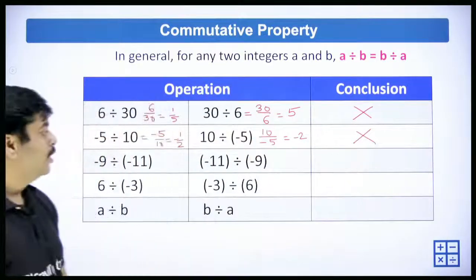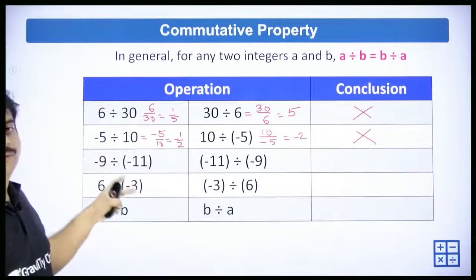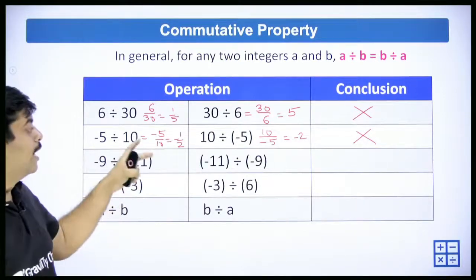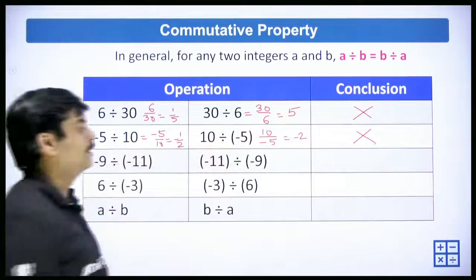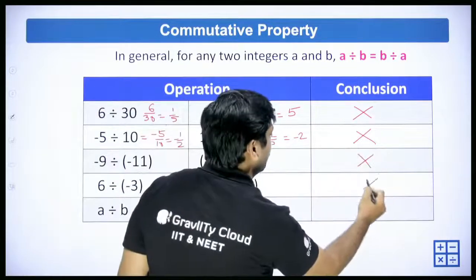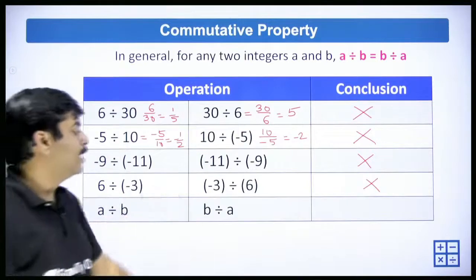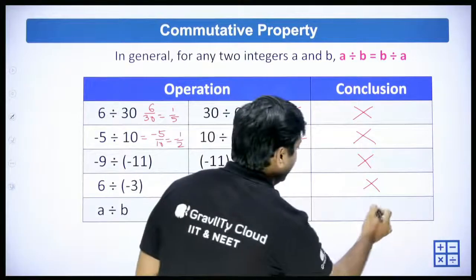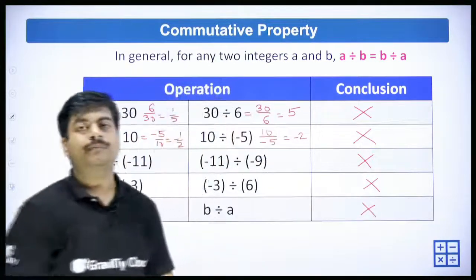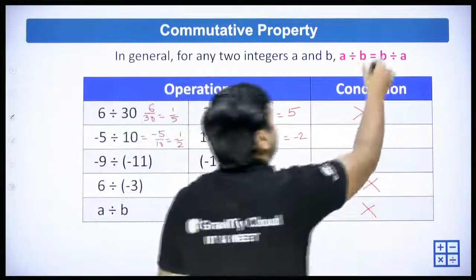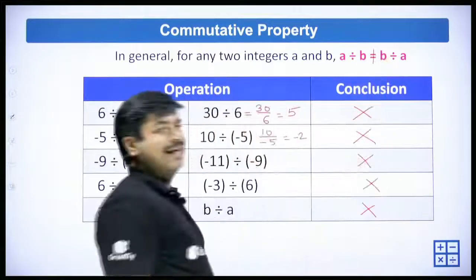So in the same way, you can also verify the remaining two. Remaining two also will give you the wrong answers, right? You can verify that. So what I can say finally, A divided by B and B divided by A, both are not the same. So A by B is not equal to B by A.